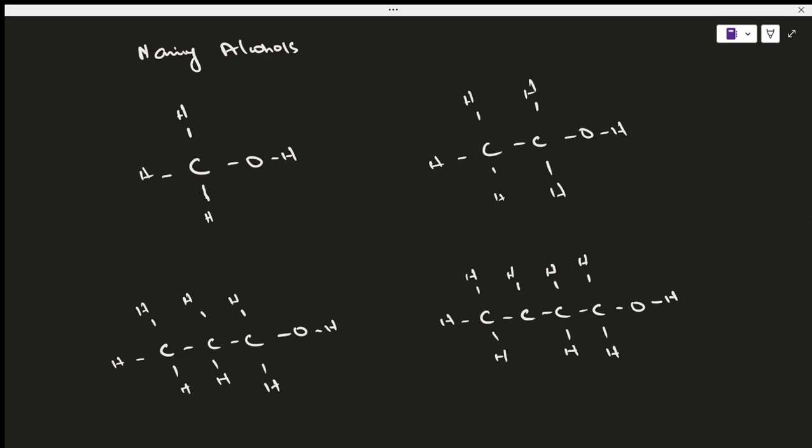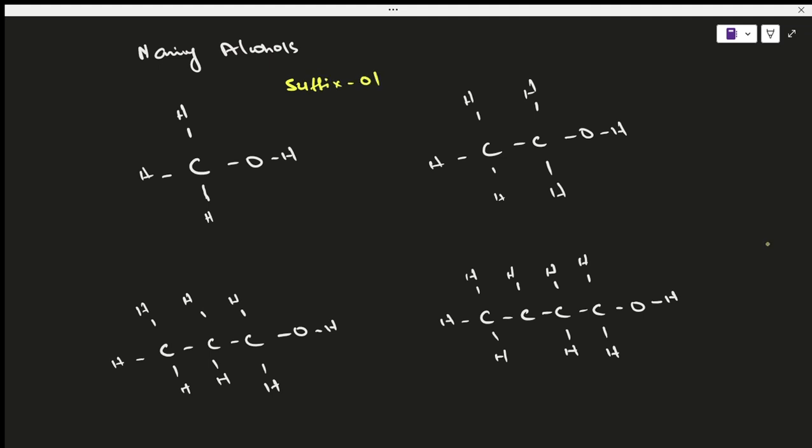Okay, so the idea that we are looking at right now is naming alcohols, and we have done this for alkenes as well. So it's pretty simple. The idea remains the same, which is that you're going to have a prefix part which tells you the number of carbon atoms, and then you're going to have a suffix part which in this case is going to be NOL. Okay, because for alcohols we write OL, right?